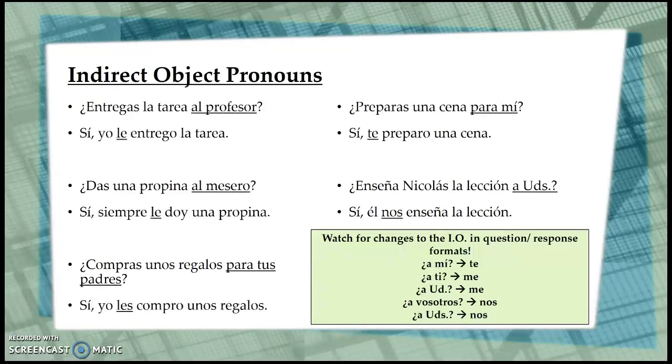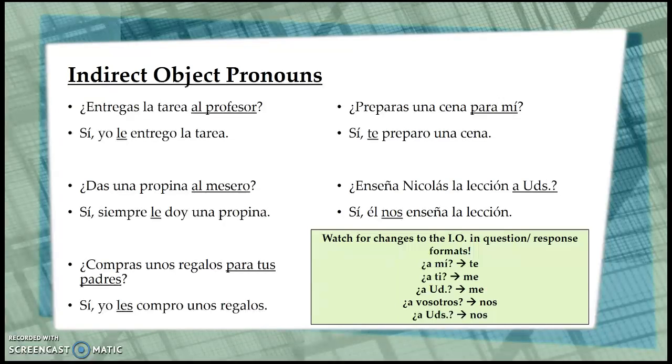¿Enseña Nicolás la lección a ustedes? Is Nicholas teaching y'all the lesson? Sí, él nos enseña la lección. Yes, he's teaching us. Nos. So be cognizant in a question-response situation of indirect object pronoun flips.